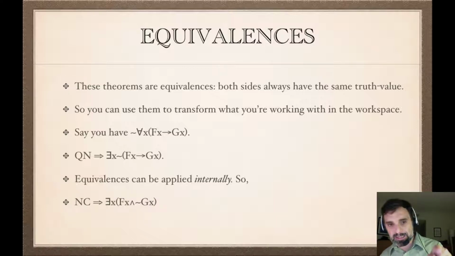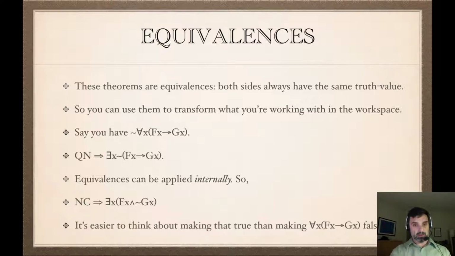So if we apply NC on the inside, that gives us some x, fx and not gx, and it's much easier to think about how am I going to make some x, fx and not gx true than it is to think about how am I going to make for all x if fx then gx false, or how am I going to make not for all x if fx then gx true.